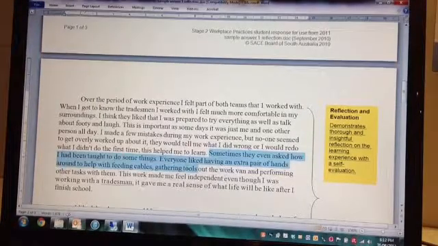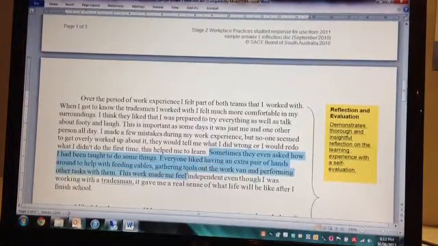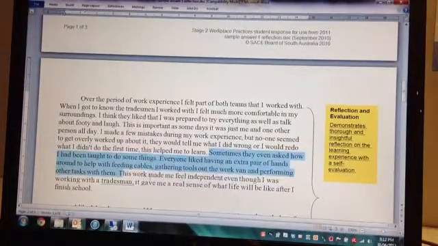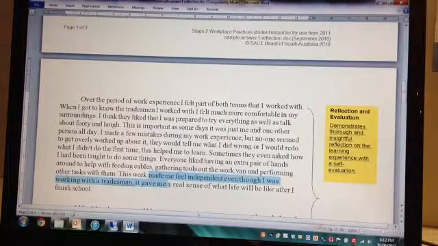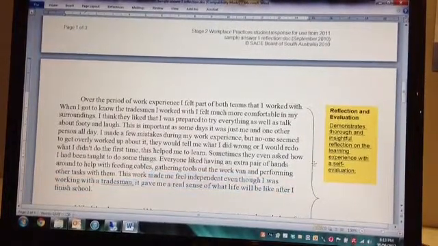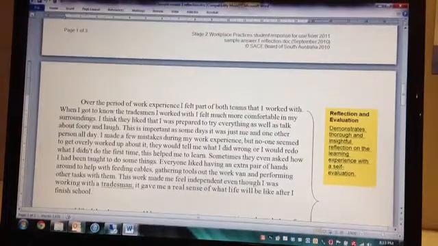Everyone liked having an extra pair of hands around to help with feeding cables, gathering tools out of the work van and performing other tasks with them. Made me feel independent even though I was working with a tradesman. It gave me a real sense of what life will be like after I finish school. So again, it's reflecting on their learning experience.